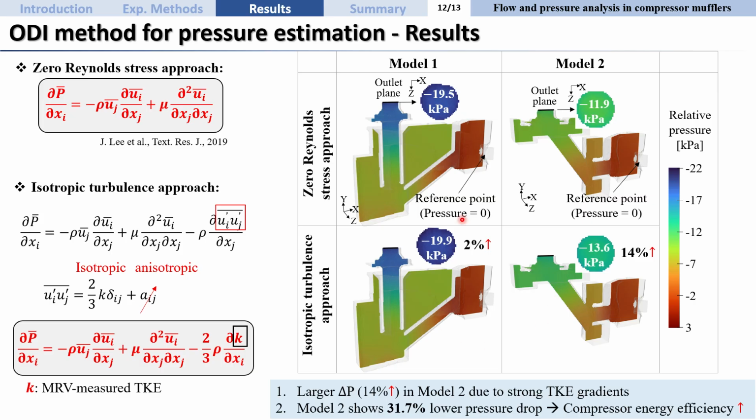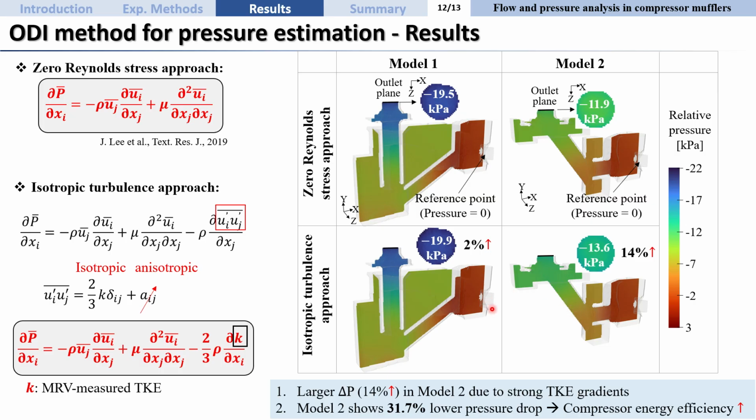For Model 1, including turbulence effects only increased the estimated pressure drop by about 2%, and in contrast, for Model 2, the increase was much more significant, at 14%. This large impact is due to the strong TK gradients in Model 2.